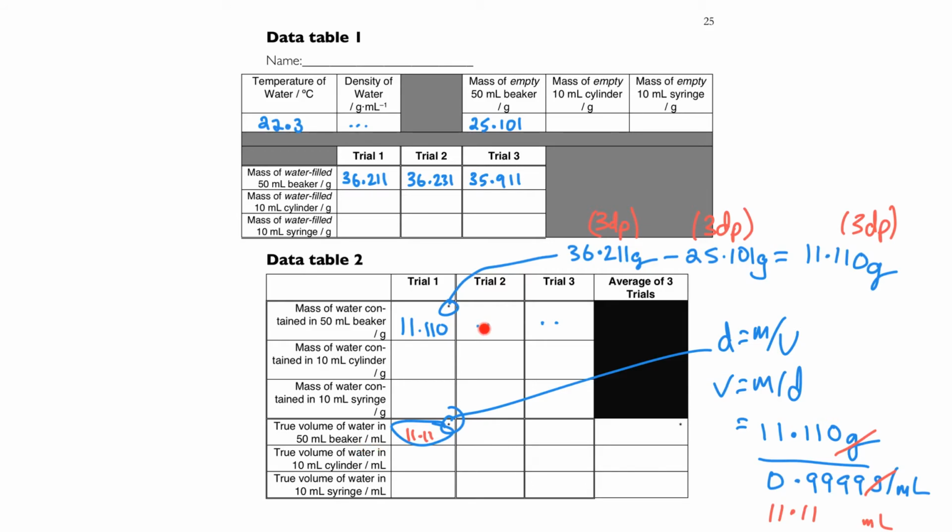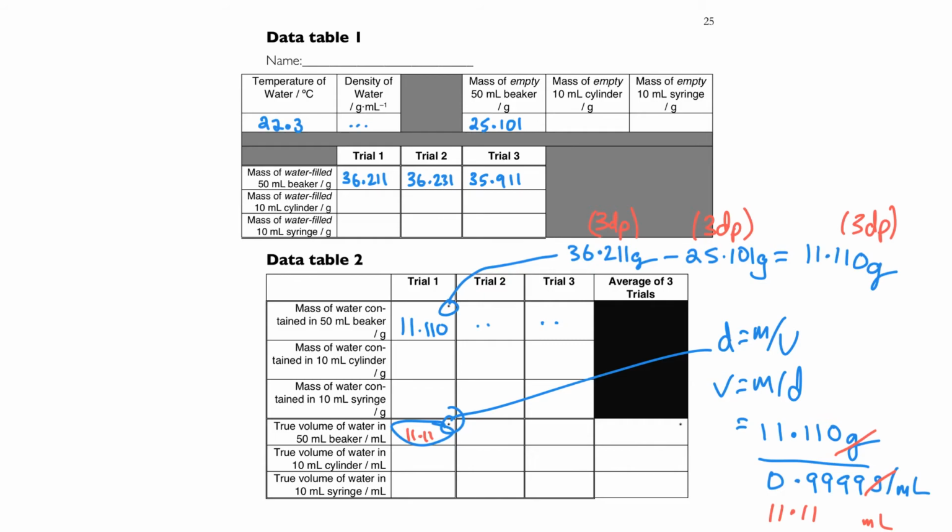And we would have our second mass. We would subtract away from that the empty beaker, and we could use that mass here and divide by the density to find the volume, and we would place it here. We would do it a third time, and then we would average them out. So we would essentially be adding them all up and dividing by 3.